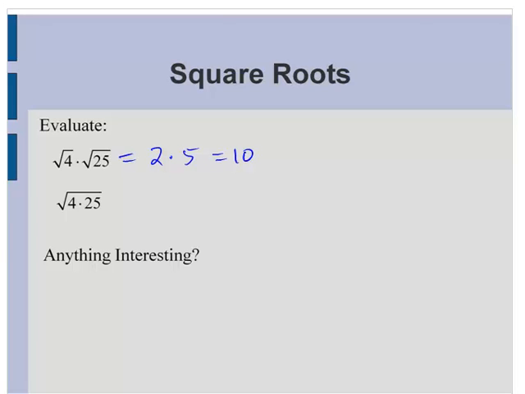Now, what if we wanted to evaluate the square root of 4 times 25? Well, that would be the square root of 100, which is 10. So, anything interesting? Well, I said it was interesting. I think it's interesting. What's interesting is we get the same result. And what we might see is the square root of a product is the same as the product of the square roots.